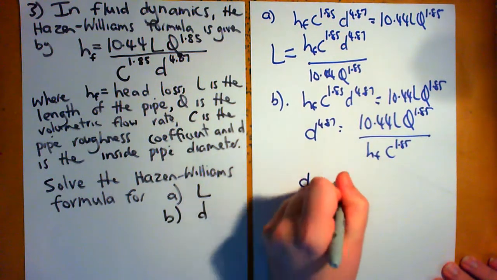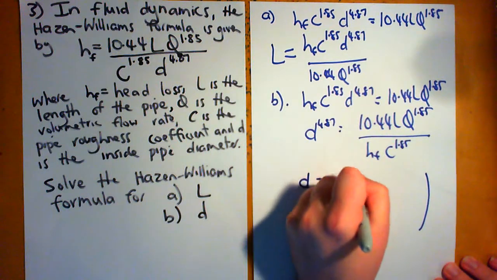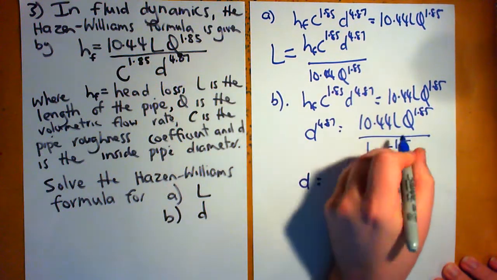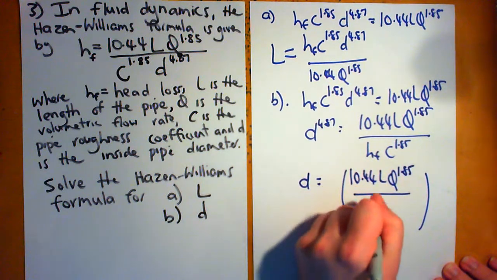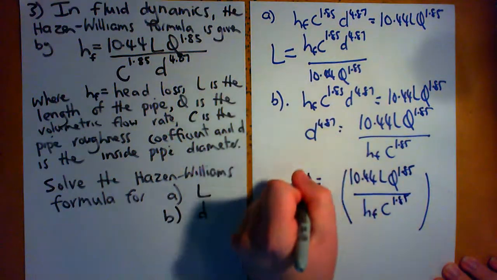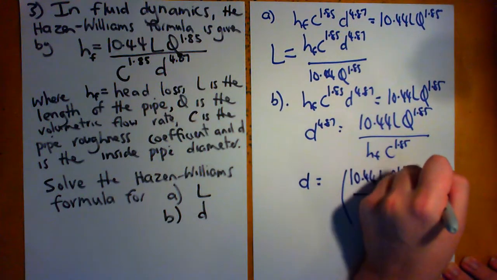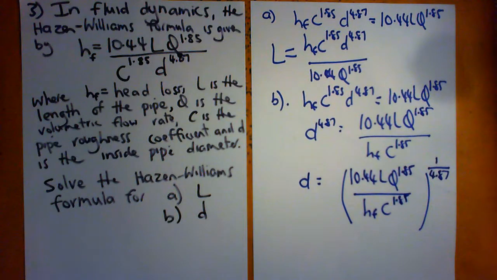So we get D equals, all of this goes inside one big bracket, 10.44 L Q to the 1.85 divided by Hf times C to the 1.85. We want to get rid of this power of 4.87, so on this side the power of the whole bracket will be 1/4.87.